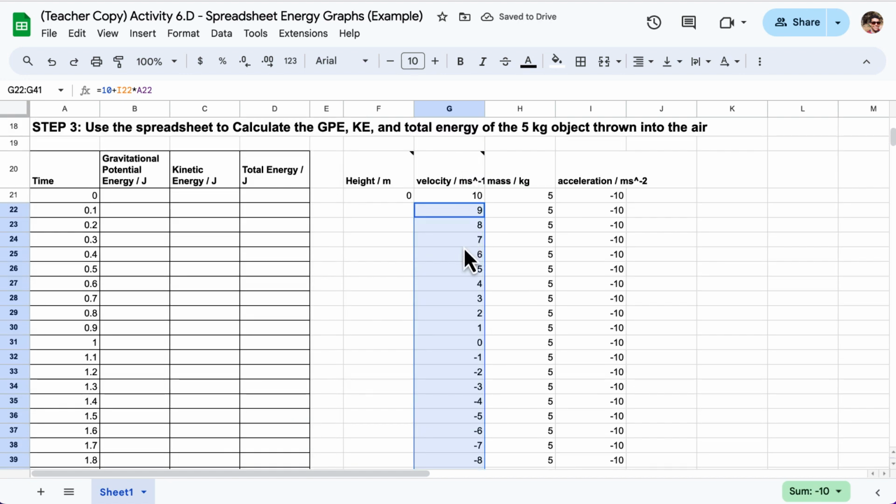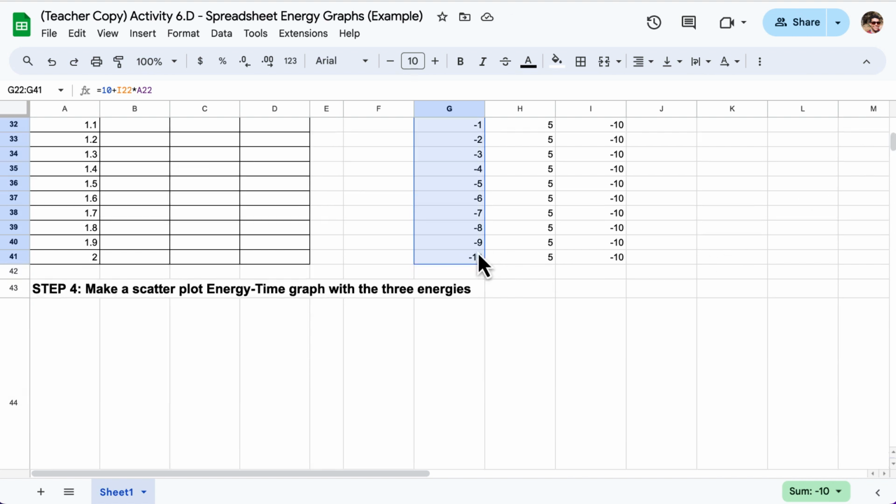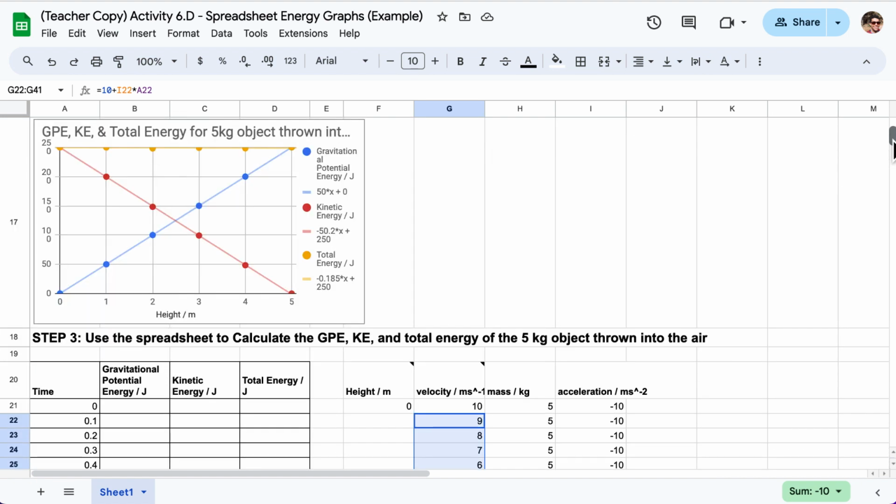So by the time it lands again, it looks like it is reaching the same velocity it started with, just in the opposite direction. So it looks like it takes 2 seconds for it to go up and come back down.